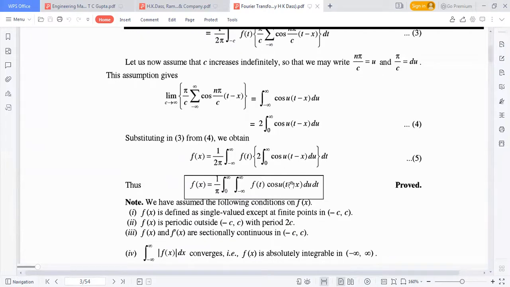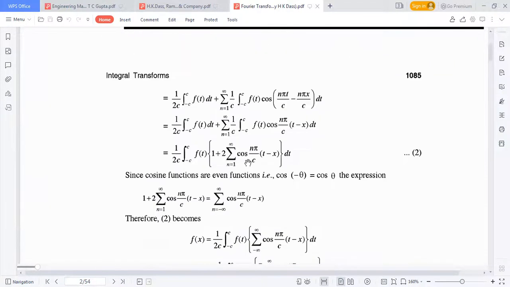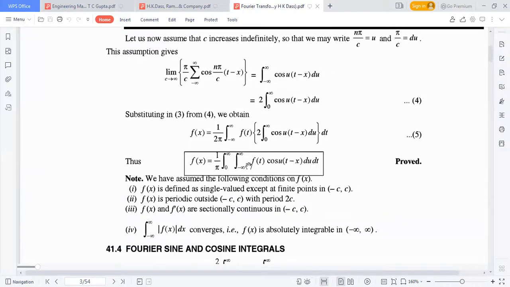So this is actually the Fourier integral theorem. Remember it. It is a very important theorem for you.